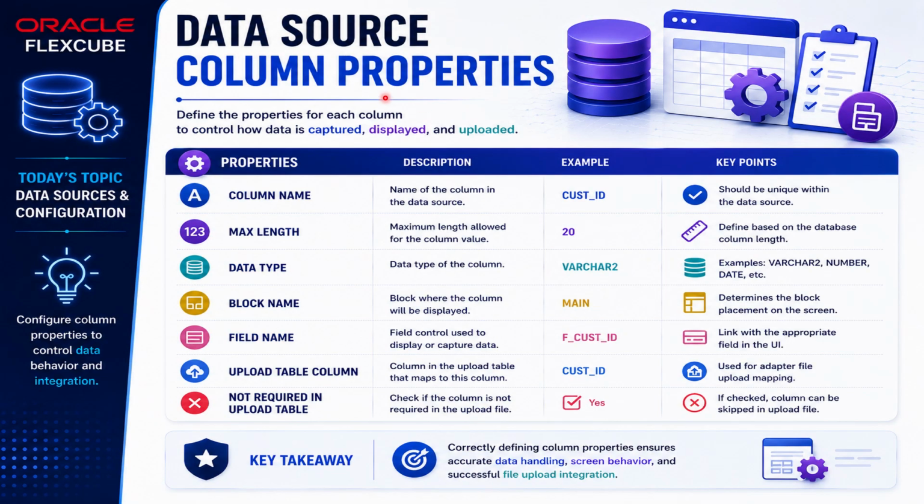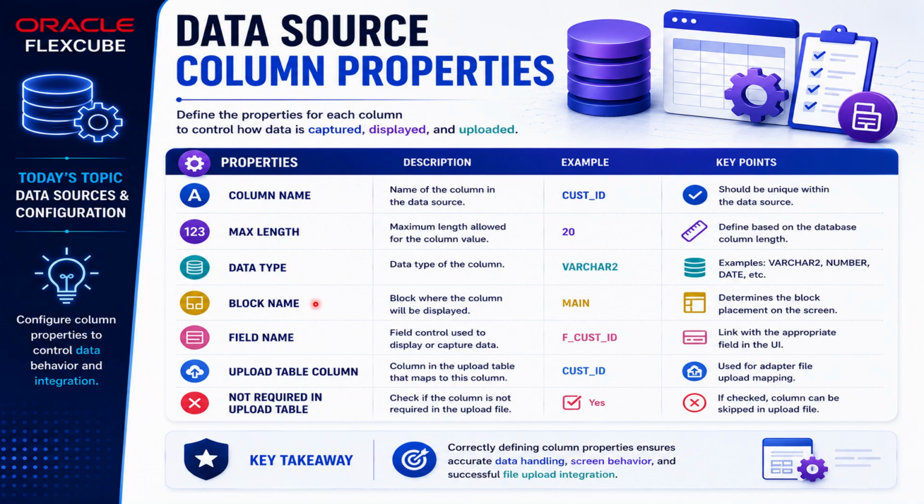Data source column properties. Each selected data source column has its own properties. Column name is an information field and cannot be changed. Max length is initially defaulted from the column definition, but the developer can override it. This value controls the maximum text length that can be entered at runtime. Data type is populated automatically and is non-editable.